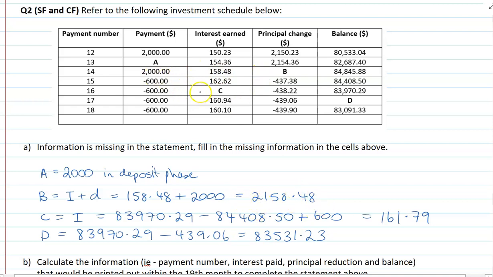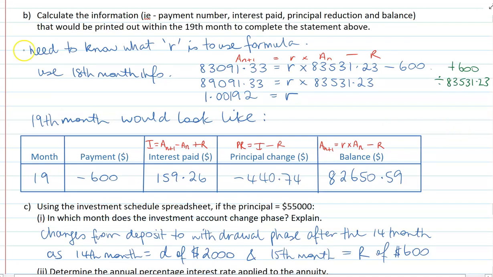For C, we simply want the difference in balance, previous balance to current balance. And then because it's a withdrawal phase payment, we add on that to get the interest earned, which will be $161.79. And for D, subtract the principal change from the previous balance to end up with our new balance of $83,531.23.